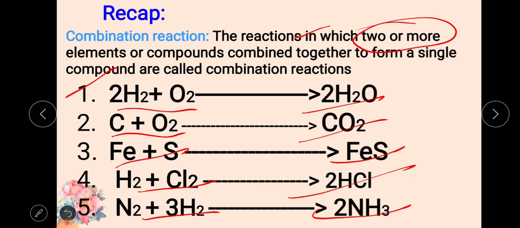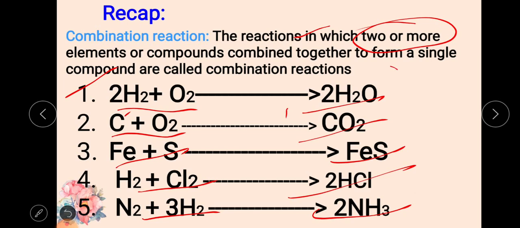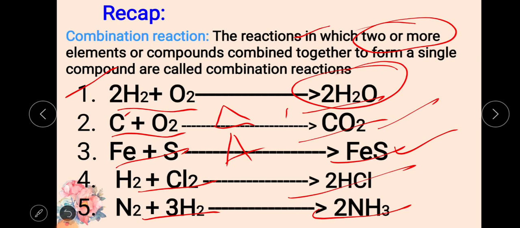For example, first one, when hydrogen and oxygen combine, it gives a water molecule. Hydrogen plus oxygen to give water is a combination reaction. When carbon is heated in the presence of oxygen, it gives carbon dioxide, also a combination reaction. Iron heated with sulfur gives iron sulfide, that is iron(II) sulfide, we may say ferrous sulfide, ferrous which I told you is plus 2 valency and ferric plus 3 valency. Hydrogen plus chlorine, when they combine with each other, gives hydrogen chloride, also a combination reaction.